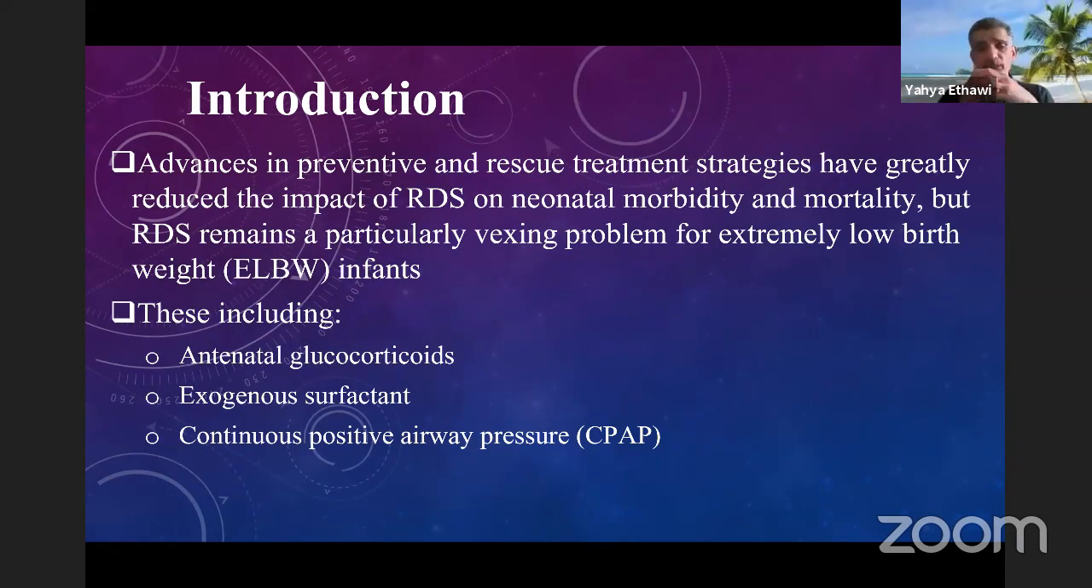So advances in prevention and treatment of RDS improved morbidity and mortality a lot. But RDS remains a very common problem because we are going down with the gestational age. Our fight against RDS has three pillars: antenatal steroid, exogenous surfactant, and provision of respiratory support.